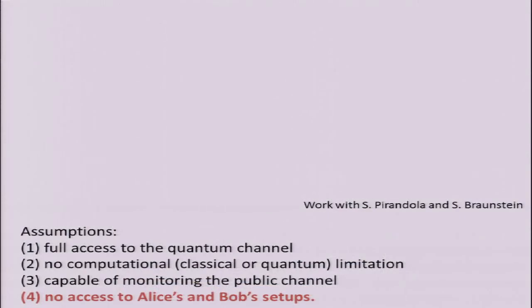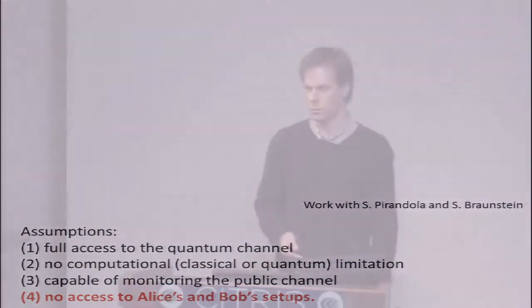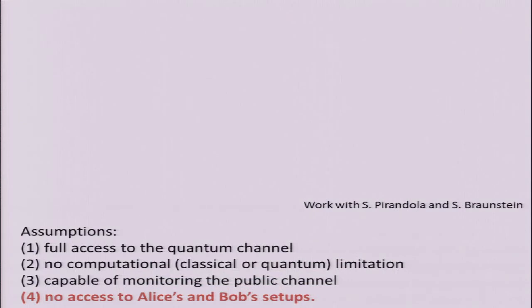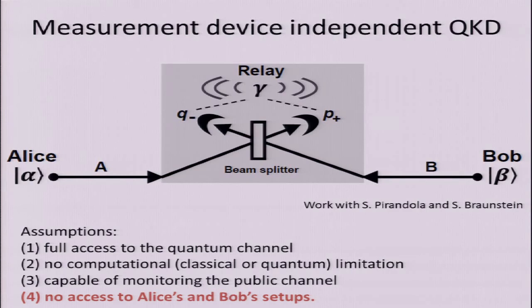However, we also assume that she does not have any access to the stations of Alice and Bob. So she cannot interfere with the preparation station of Alice and the measurement station of Bob. So this is an assumption that is made in pretty much all security analysis so far. So we want to get around this, and then we are working together with Stefano Pirandola and Samuel Brownstein from York University. They came up with a different scheme on how to do quantum key distribution, where you allow for an attack of the measurement station.